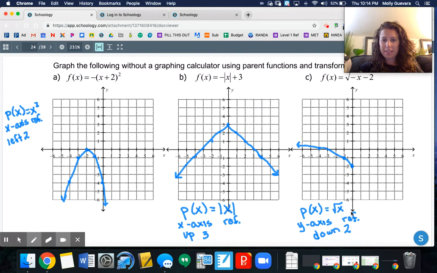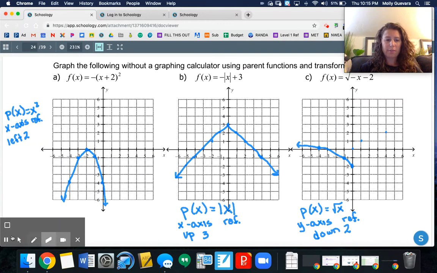And then lastly, for C, my parent graph is the square root of x. And we have to remember these are the points for the square root of x, right? So then I do a y-axis reflection. Well, this one stays there, and then down 2. So that's how I got this point. Here on a y-axis reflection, it comes over to negative 1, 1, and then down 2. And then here, a y-axis reflection goes to negative 4, 2, and down 2 gives me this point. So that's how we're getting those graphs there.